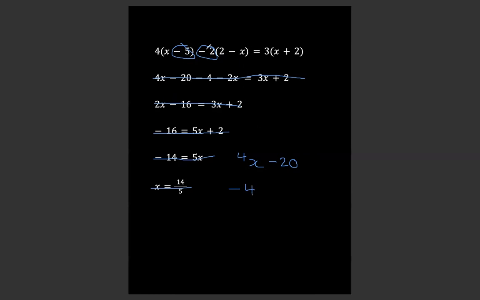A -x by a -2, these are both negative, makes a positive, which should be a +2x. Now, on the other side of the equation, you just need to distribute 3 to the x and 3 to the 2. So multiply 3 by 2. And they're all positives, so you don't have to worry about negatives.